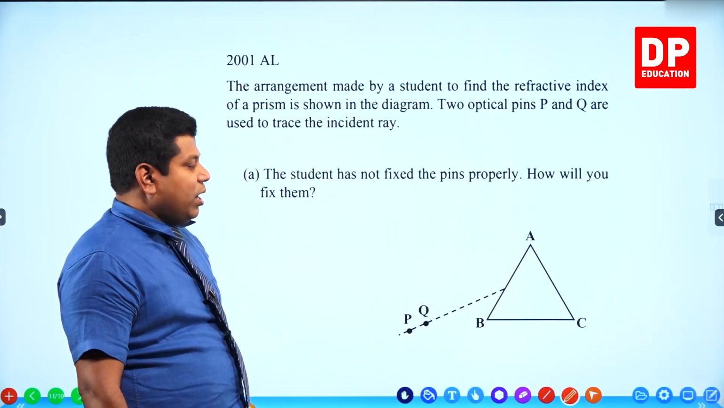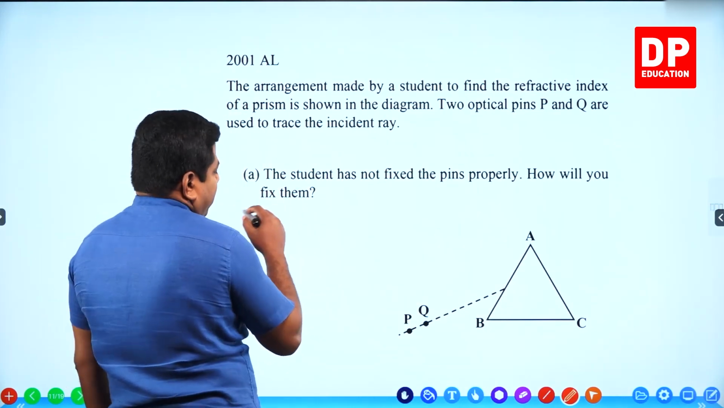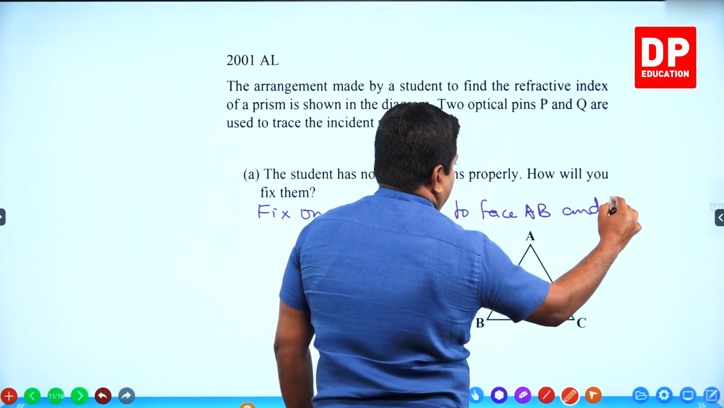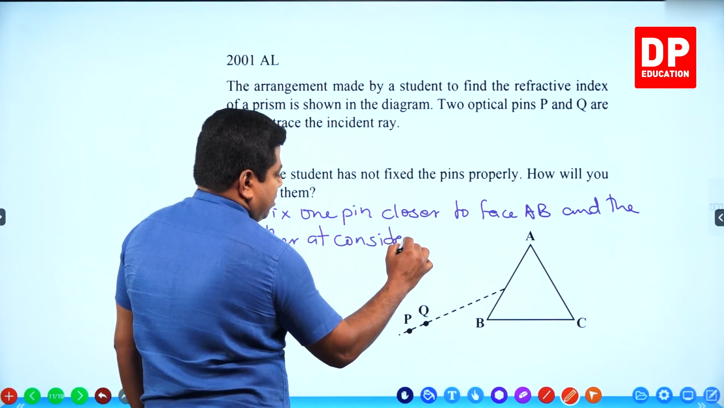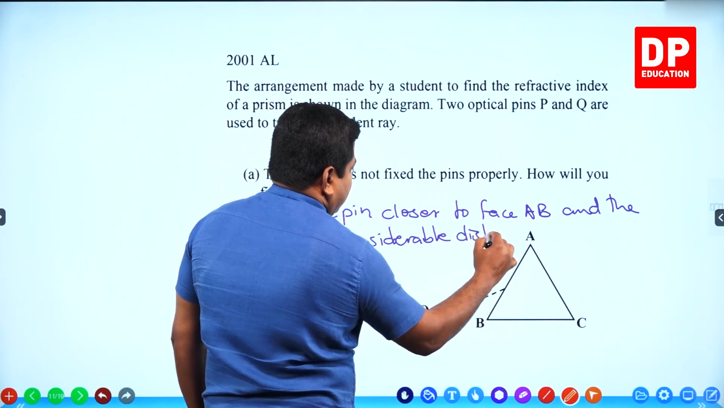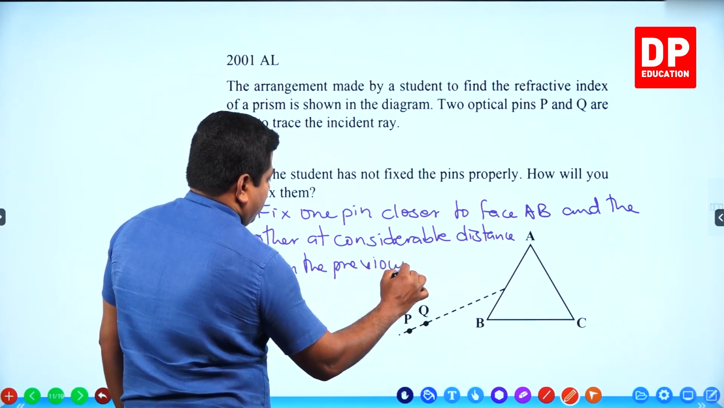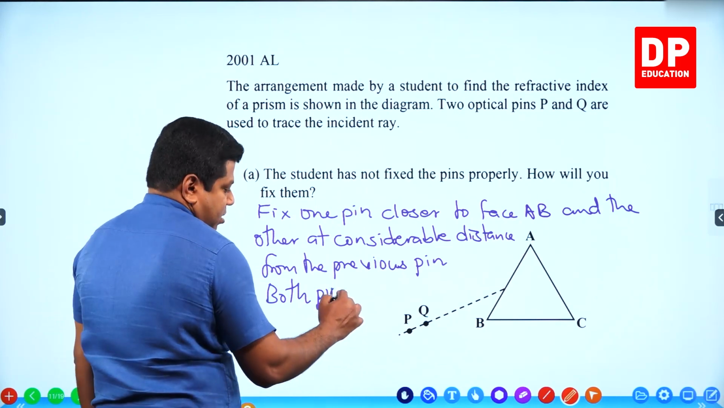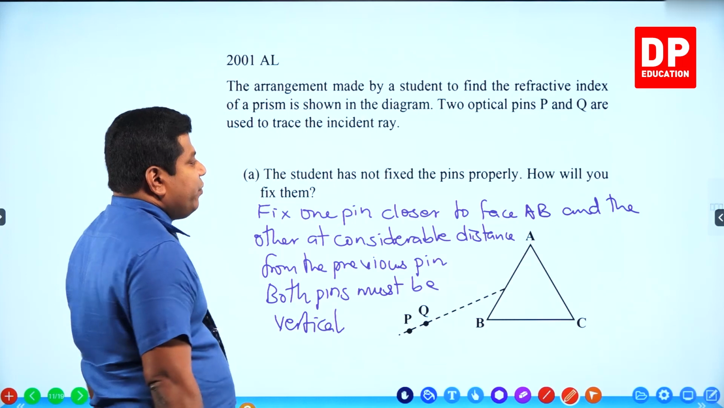So, we'll fix one pin closer to face AB and the other pin at a considerable distance from the previous pin. Both pins must be vertical. Make sure both pins are vertical, right?